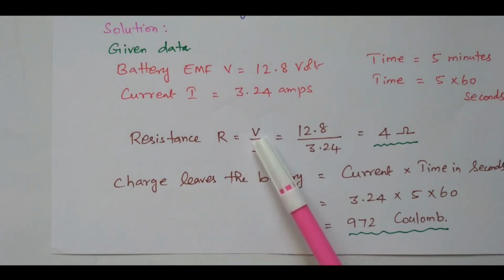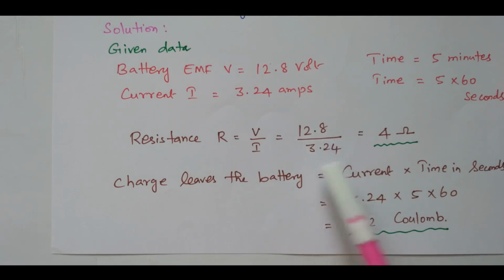Both are given. Voltage EMF is given 12.8. Current is given 3.24. So this 12.8 by 3.24, what we got? 4 ohm. The resistance of the circuit is 4 ohm. And what is the charge leaving the battery? Charge is nothing but current into time in seconds. Current is 3.24. Time is 5 minutes, 5 into 60 converted into seconds. So 5 into 60, which gives 972 coulomb. So the charge leaving the battery in 5 minutes is 972 coulomb.